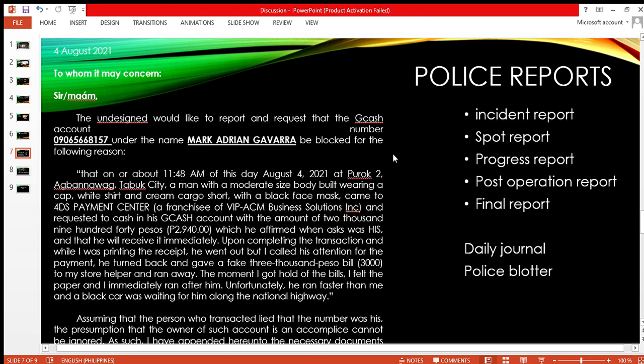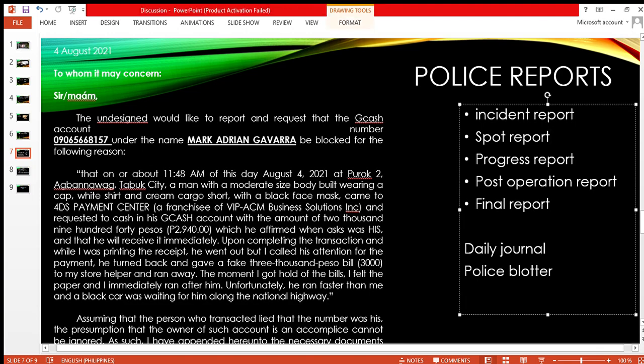Okay. So there are types of police reports. We have incident report, that's an initial report, the spot report. Incident report is actually sometimes called the spot report, but more particularly it's the police blotter. Okay. Next to the initial report is the progress report. The post-operation report. A progress report is a report that pertains as a follow-up report on the incident.